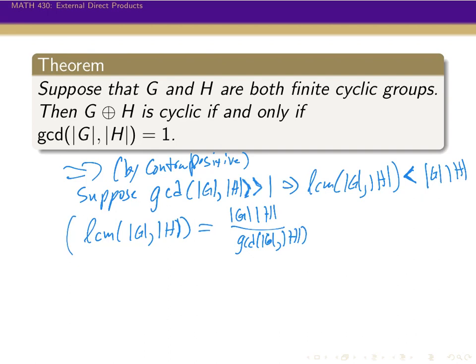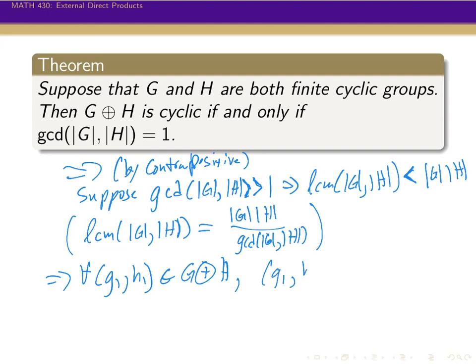And so if the GCD is bigger than 1, then our denominator is bigger than 1, so we end up with something less than the product of the orders of G and H. And then if we note that for any (G1, H1) in the direct product, well, (G1, H1) raised to this LCM is going to be equal to raising each component to the LCM. I'm just going to write LCM for short.